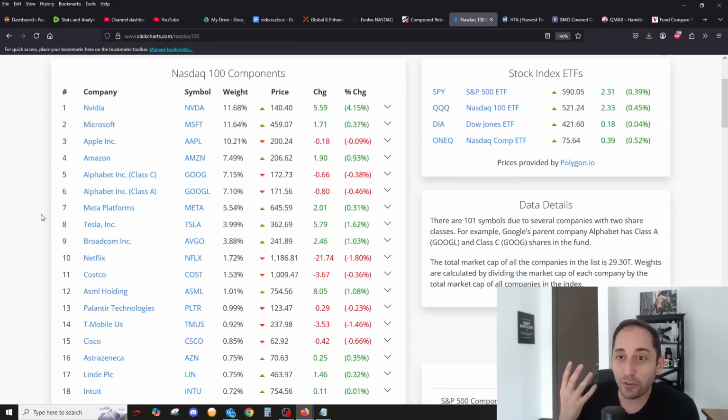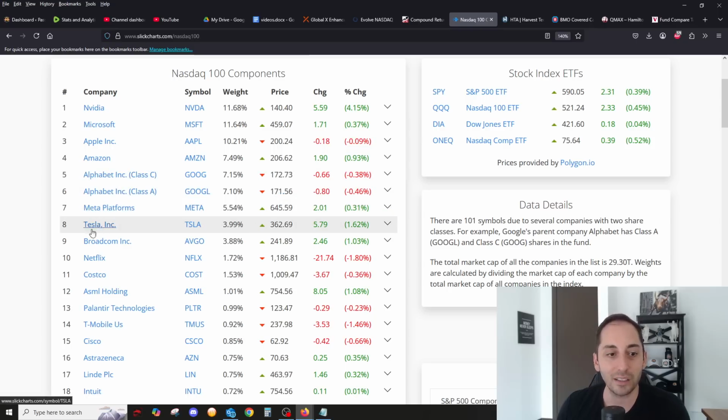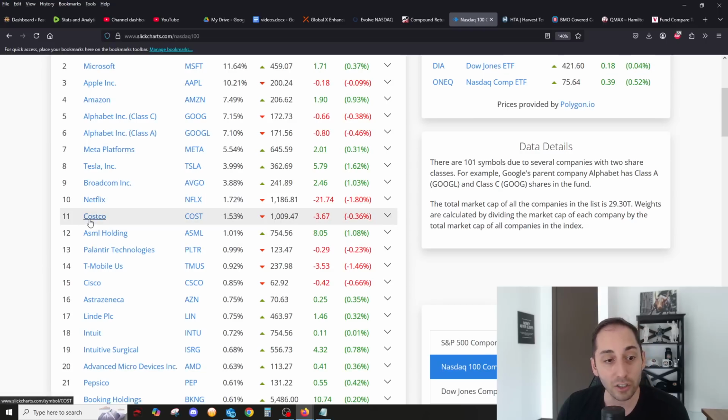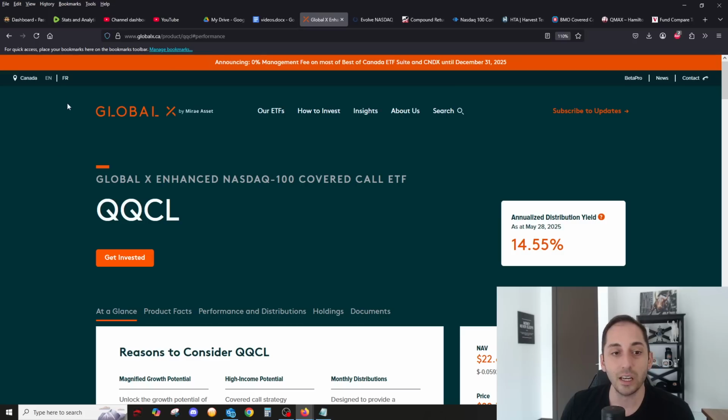So it's about 50% technology stocks in the Nasdaq 100. Some people think it's actually more than that. Only 50% of the stocks on the Nasdaq 100 index are technology, and you could see the top ones here. So of course you have Nvidia, Microsoft, Apple, Amazon, Google, Meta, Tesla, Broadcom, Netflix. But you also have things that are kind of non-technology as well, like Costco and AstraZeneca, T-Mobile, communications, Pepsi, a couple of other things. So yes, about 50% is technology, but there's other stuff too. Okay, so that is basically QQCL.